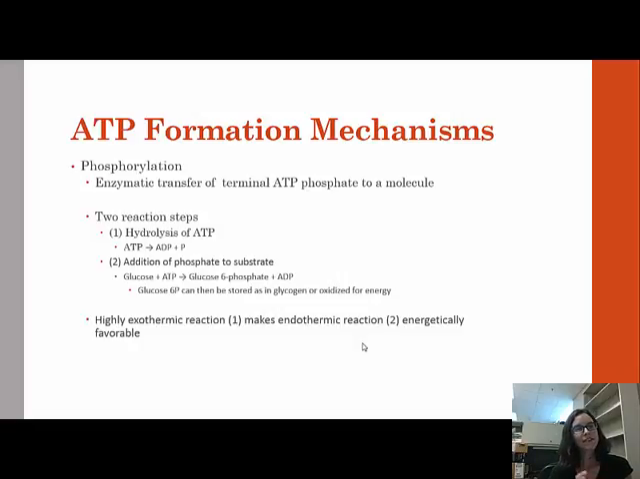So the lysing of ATP is a highly exothermic reaction in that it releases a lot of energy when that phosphate bond breaks. And that makes the endothermic reaction, that is, attaching the phosphate onto the glucose, energetically favorable. Because though it takes energy to bind that phosphate to the glucose, in this example, the reaction in total is exothermic and kind of goes downhill energetically, so it makes it energetically favorable.